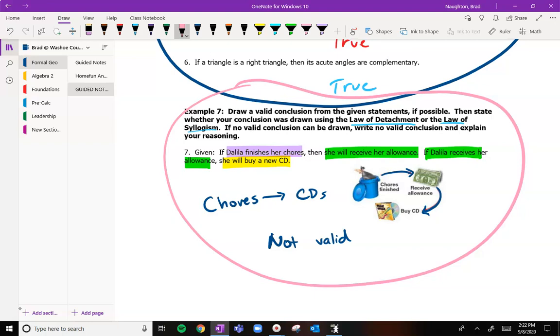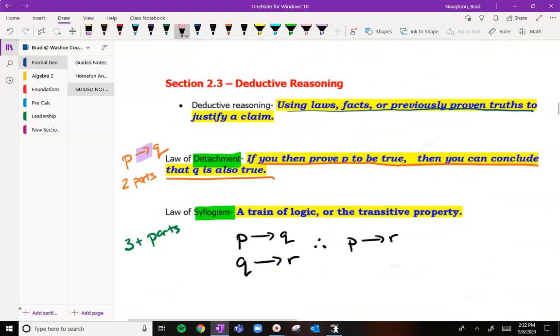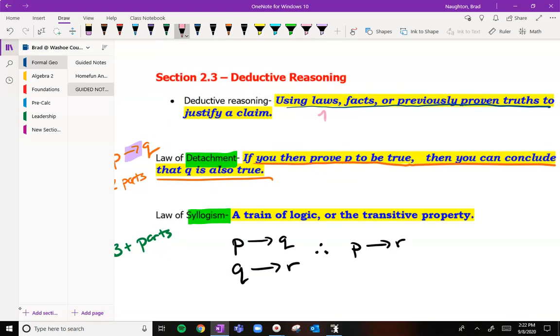Okay? So that's going to be still our main thing to do when we talk about claims, logic, either inductive or deductive. But from here on out, we're really going to be in deductive land because we're going to start doing proofs. So, deductive reasoning, super important, using laws, facts, and previously proven truths to prove a claim. And then you have detachment, which is going to be one that we'll use a lot, and then syllogism, trying to string it all together.